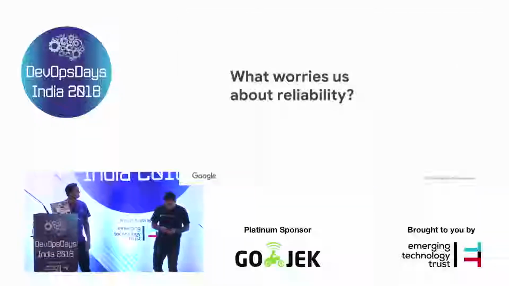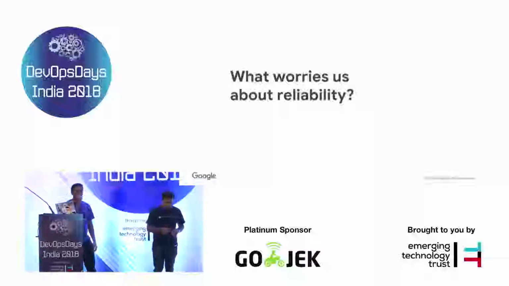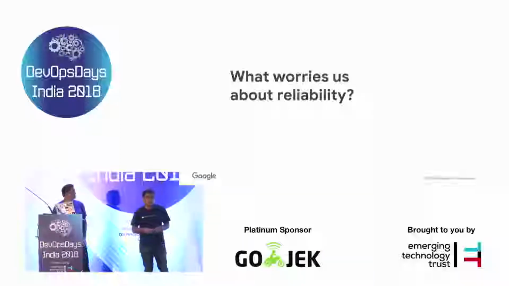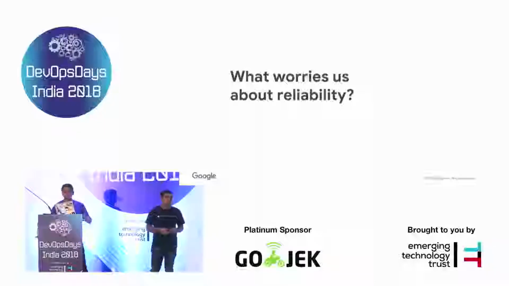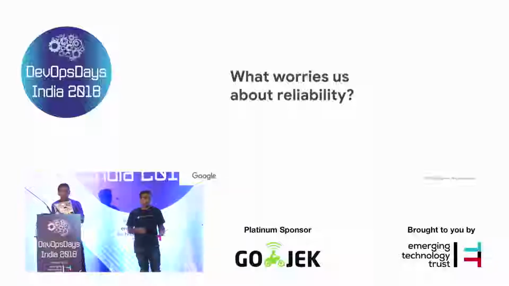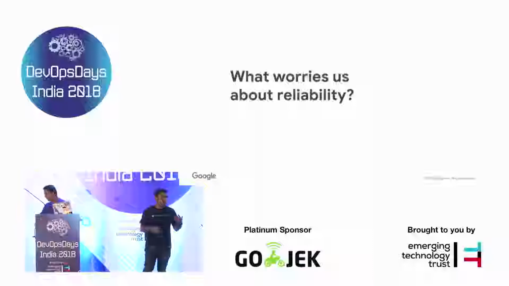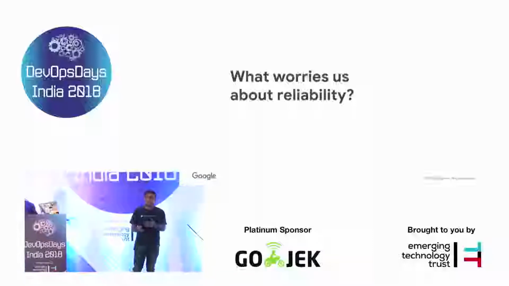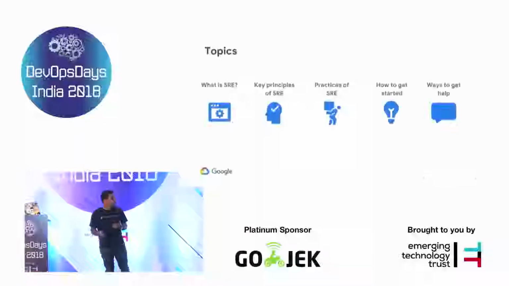Okay, so we're going to kick off this session by talking about the most important thing: what worries us about reliability. Is it power outages? Is it bad code which gets pushed to production, or is it something else? At Google, with our established SRE principles and practices, we actually handle this problem, and that is what you're going to see throughout this session.